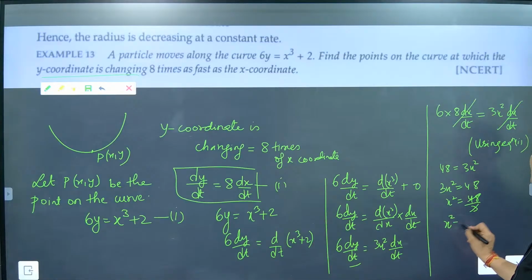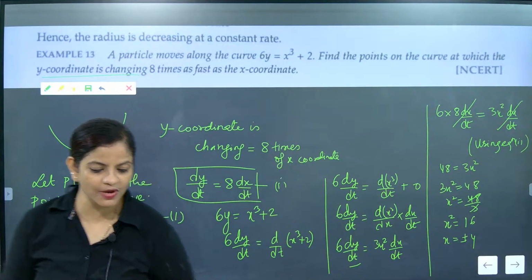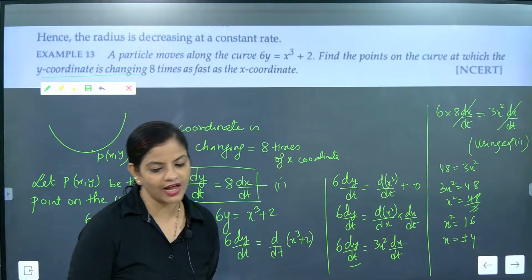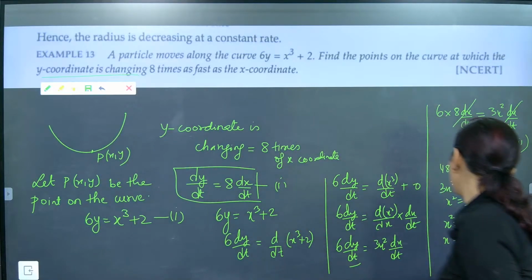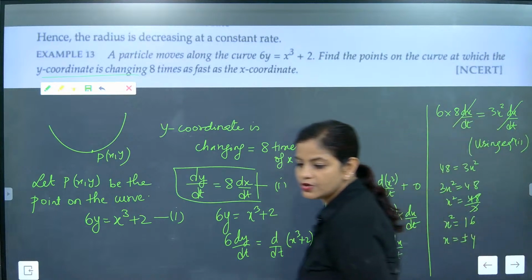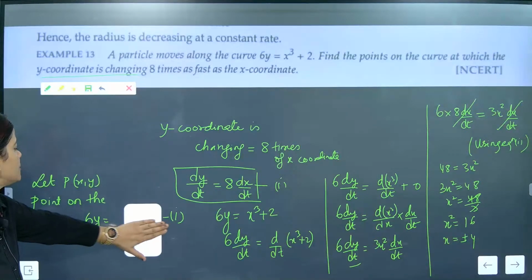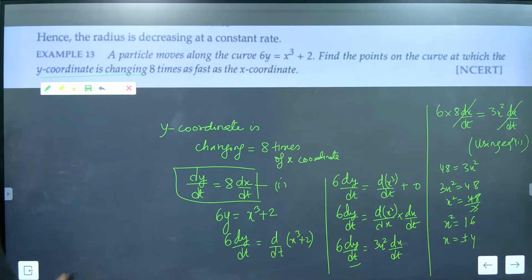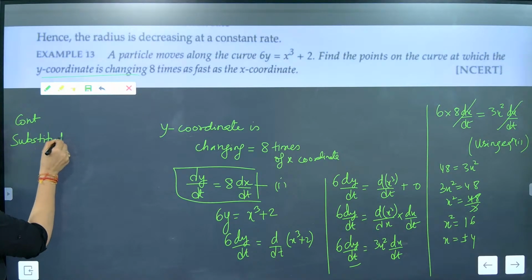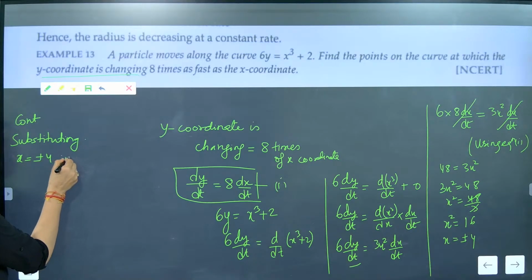It is coming as 16. So x will be coming as plus minus 4. Once our value of x is coming as plus minus 4, we need to substitute this value. Come on, first you note down till here. Now, the last part I am going to teach you: substituting x equal to plus minus 4. And where are we going to substitute, beta? I am writing this as a continuation: substituting x equal to plus minus 4 in our equation.